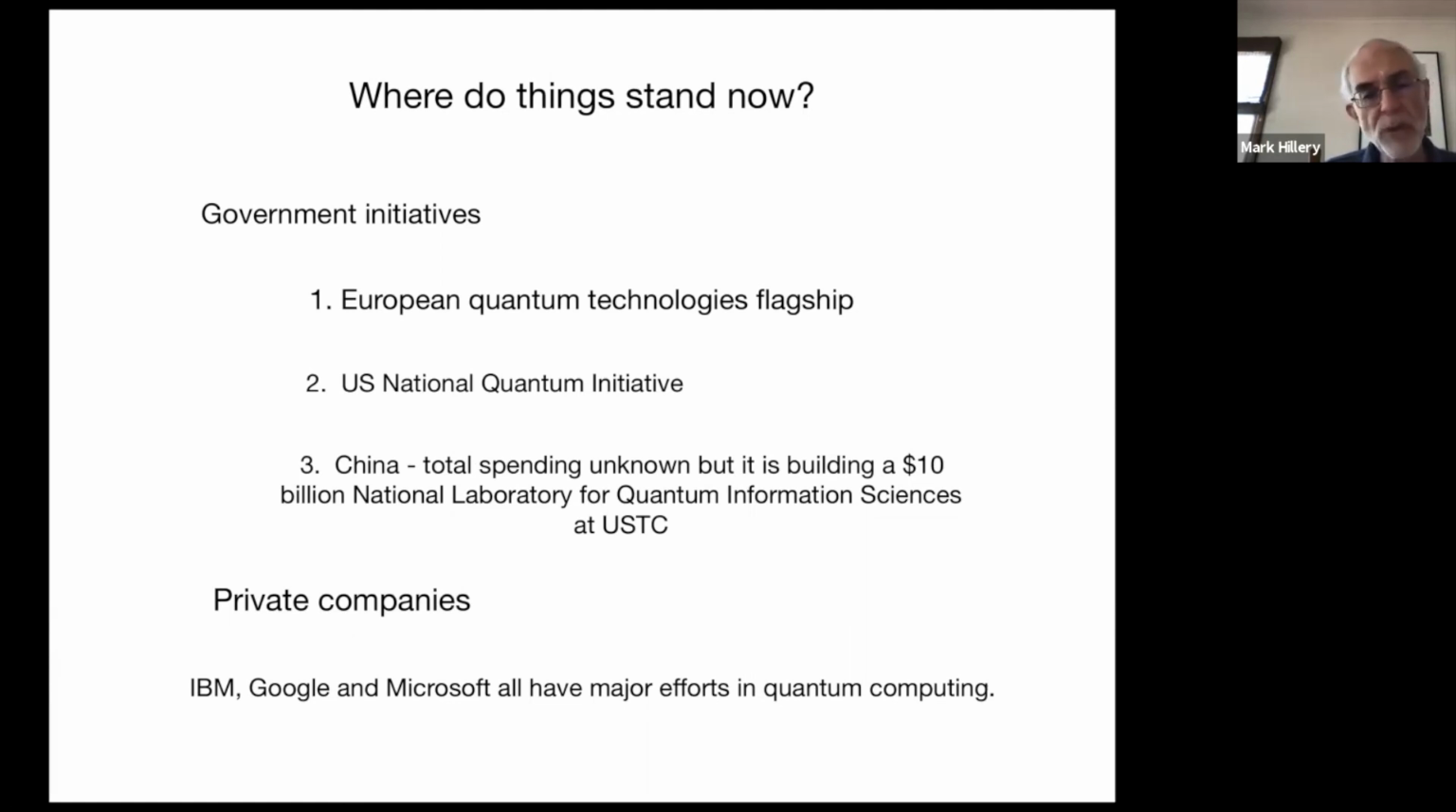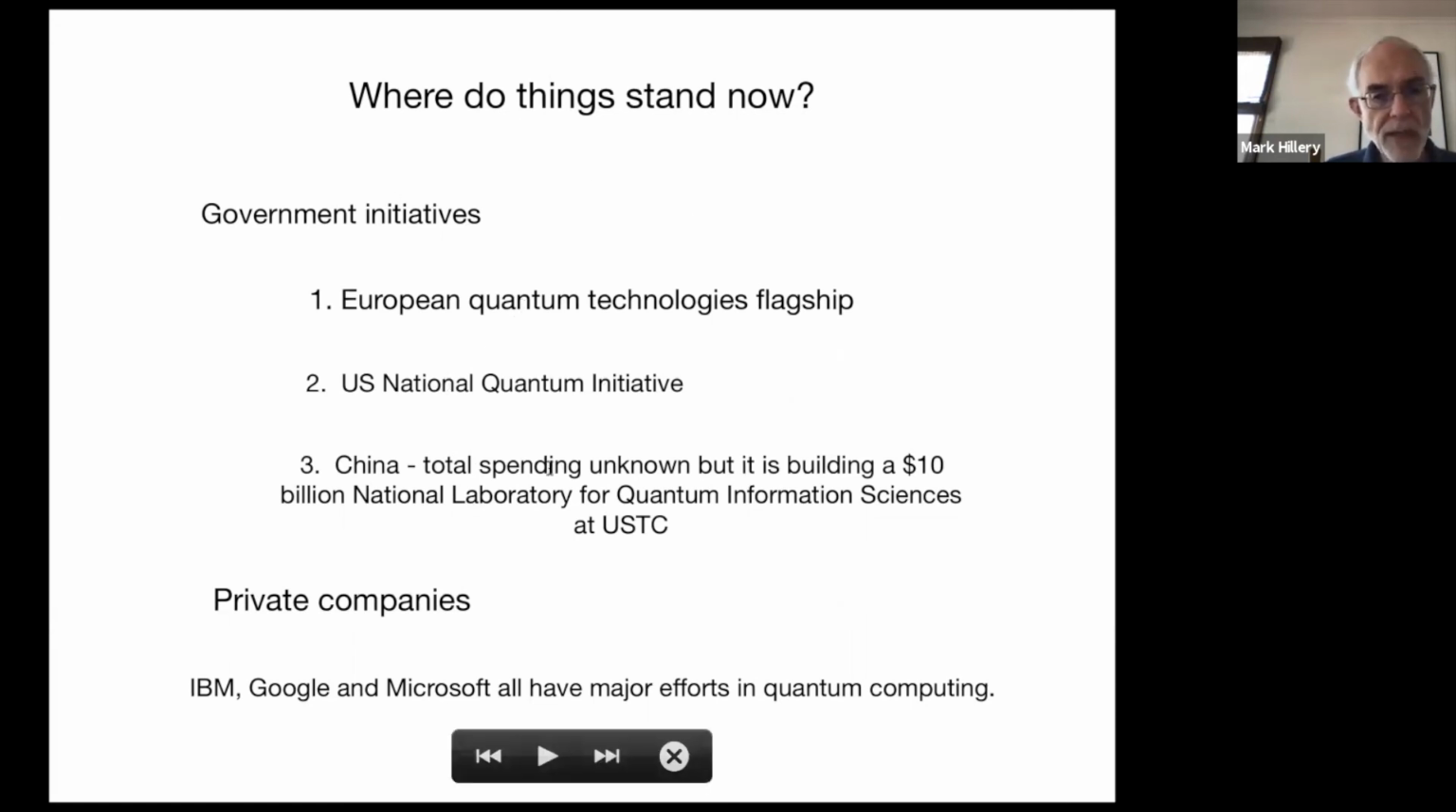And they've built a huge $10 billion National Laboratory for Quantum Information in Hefei at the University of Science and Technology of China. But that's only part of their effort. Nobody really knows, again, how much the Chinese government has put into quantum information, except that it's a lot.